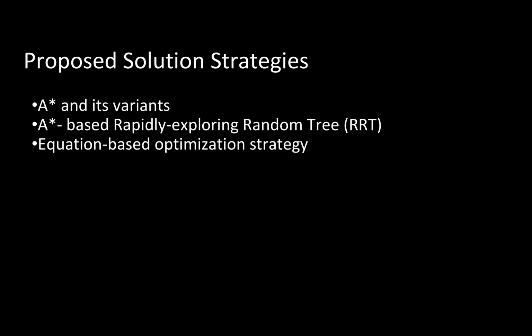So we propose the following three solution strategies to solve this problem. First is A star and its variants. And secondly, we want to use A star based rapid exploring random tree, or called RRT algorithm. And lastly, we want to use the equation-based optimization strategy.